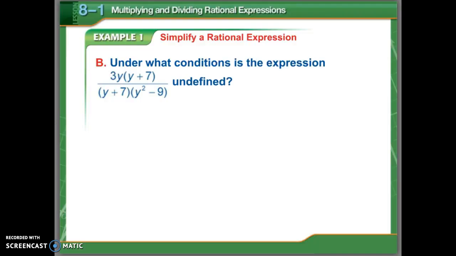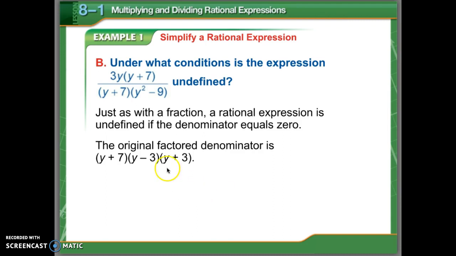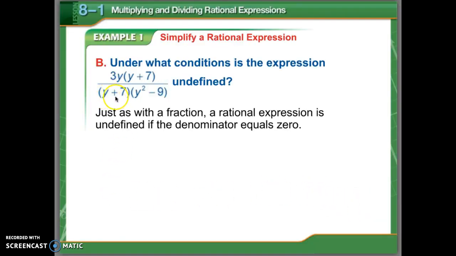Okay, part B. This time they want to know under what conditions the expression is undefined. Fractions in general are undefined when the denominator is 0. Just like you can't divide by 0, you can't have this denominator equal to 0. So we want to find out when does y plus 7 equal 0, and when does y squared minus 9 equal 0. Hopefully you can realize pretty quickly that negative 7 would not be an acceptable value for y, since that would make this first piece equal to 0.